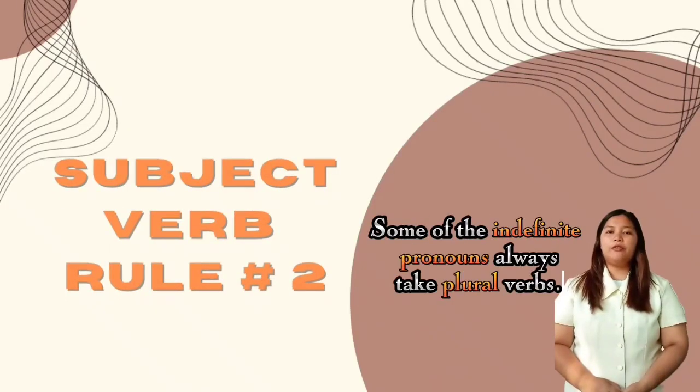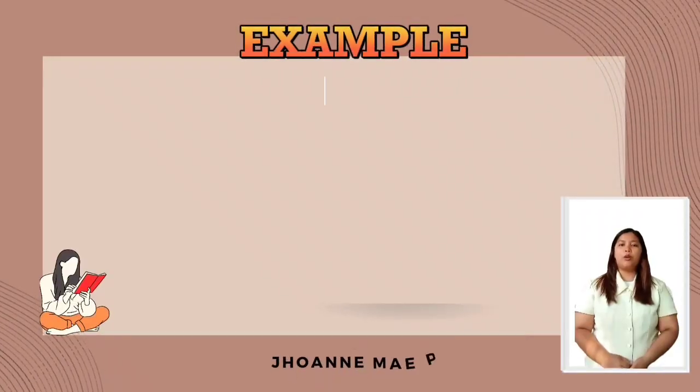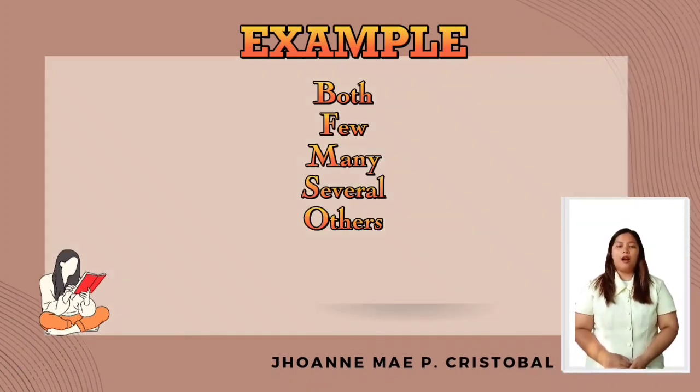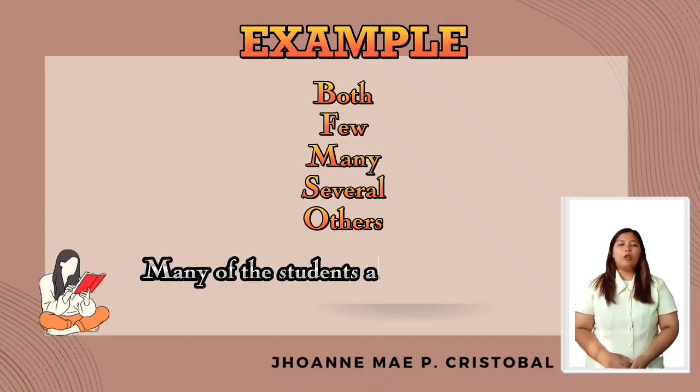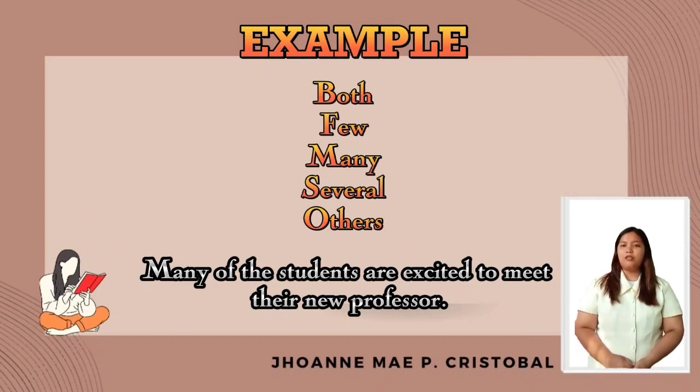Some of the indefinite pronouns always take plural verbs. Example, both, few, many, several, others. And this is the example. Many of the students are excited to meet their new professor. Many is plural. Are is plural. Students is also plural.